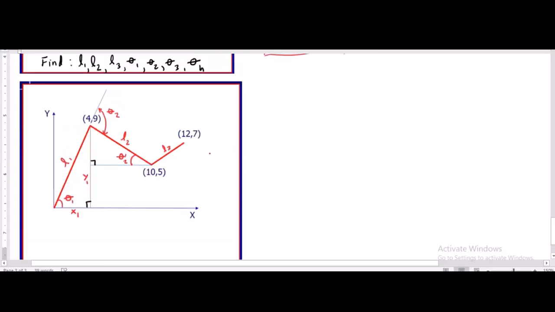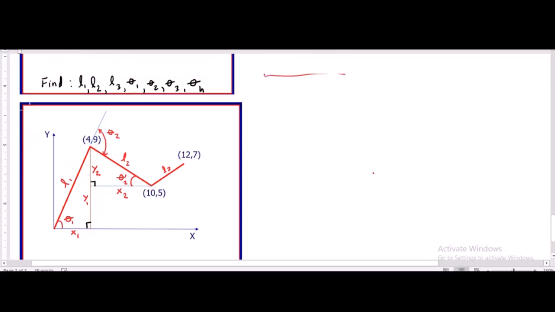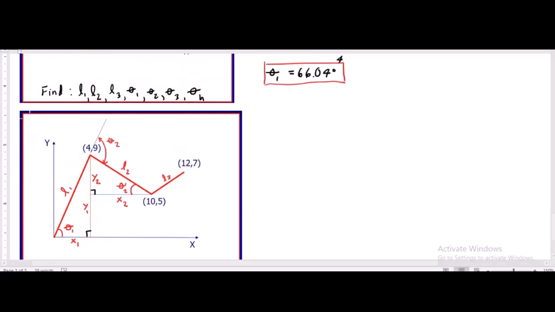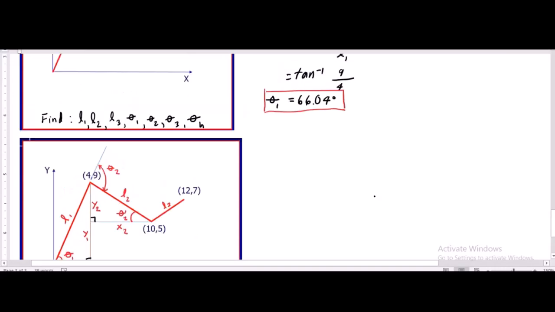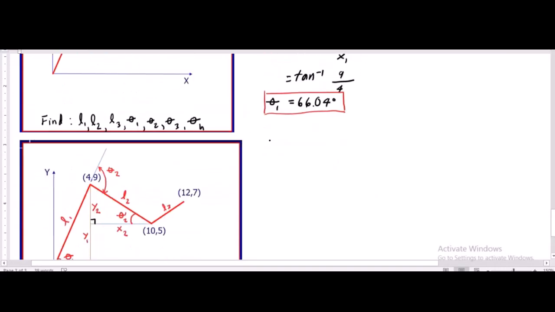So from here to here will be our x2, and from here to here will be our y2. So let us solve for the L2. Again, L2 is equal to the square root of x2 squared, and add that with the y2 squared.